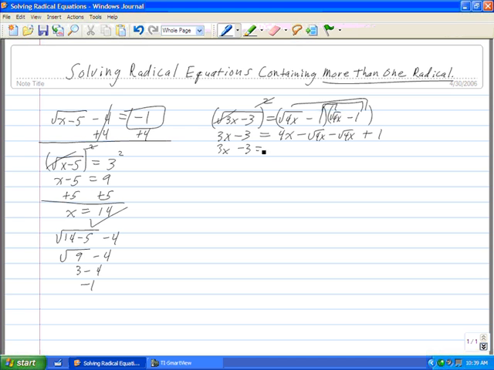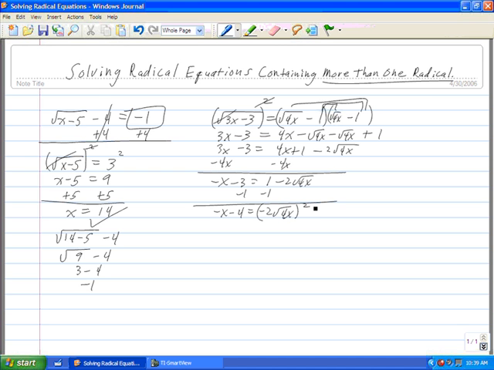Alright, combining like terms, I'm going to have a 4x. I've got the plus 1, and now I've got 2 of the square roots of 4x, well, negative 2 of them. And like we've said before, we have to isolate a radical to get rid of it. So I'll subtract 4x from both sides. Subtract a 1 from both sides. And I am ready to square both sides again.